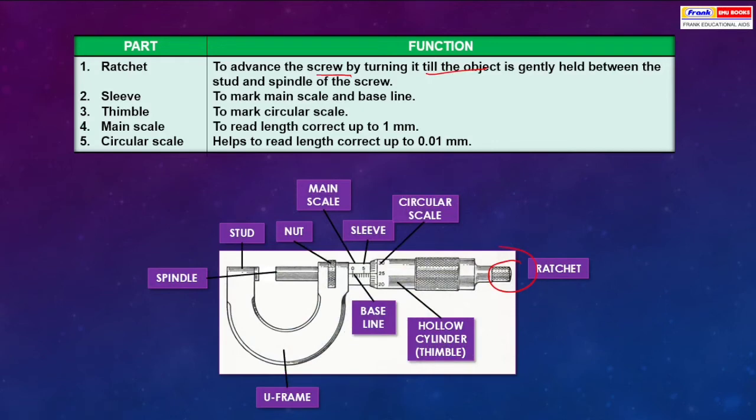Then we have the sleeve. It is used to mark the main scale and the baseline. This is the sleeve basically. Then we have the thimble. It is used to mark the circular scale. Then we have the main scale. It is basically located here. It is used to read length correct up to 1 millimeter. Then we have the circular scale, which helps to read length correct up to 0.01 millimeter.